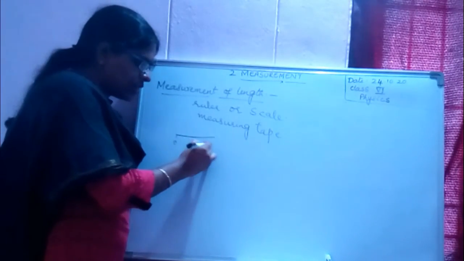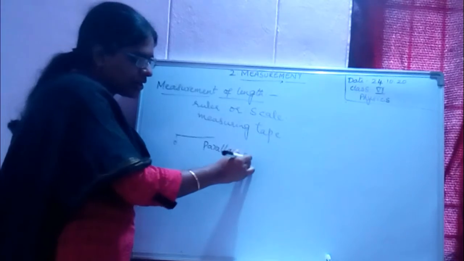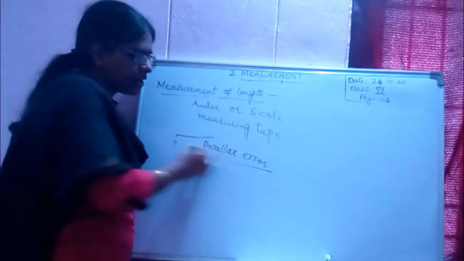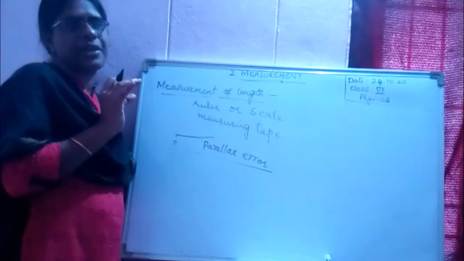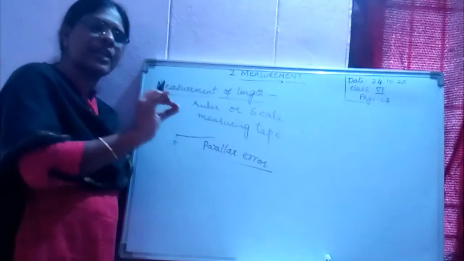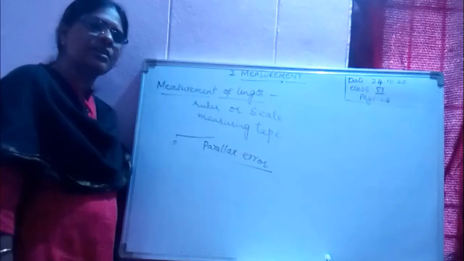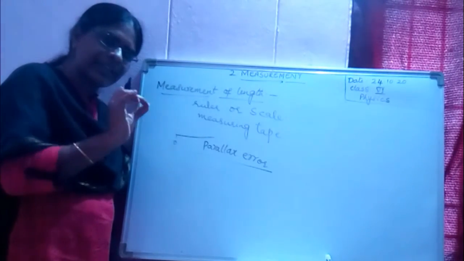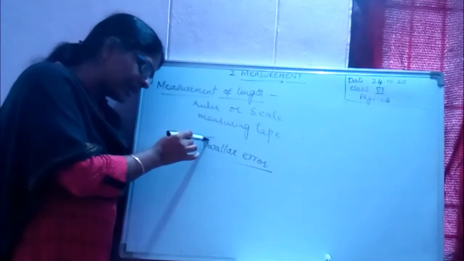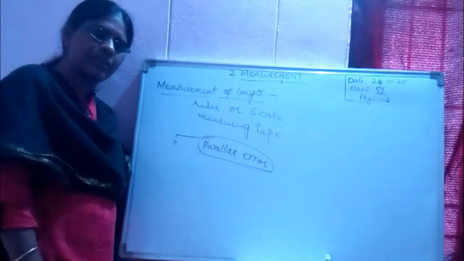This is called parallax error. We need to place our eye in the correct position, and then only we can find the accurate value of the length. If you place it in whatever way, you won't get the correct value. Then there may be an error called a parallax error.